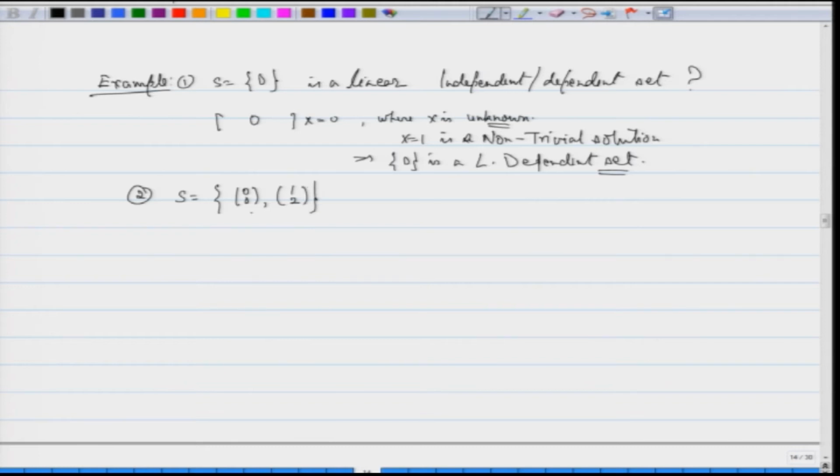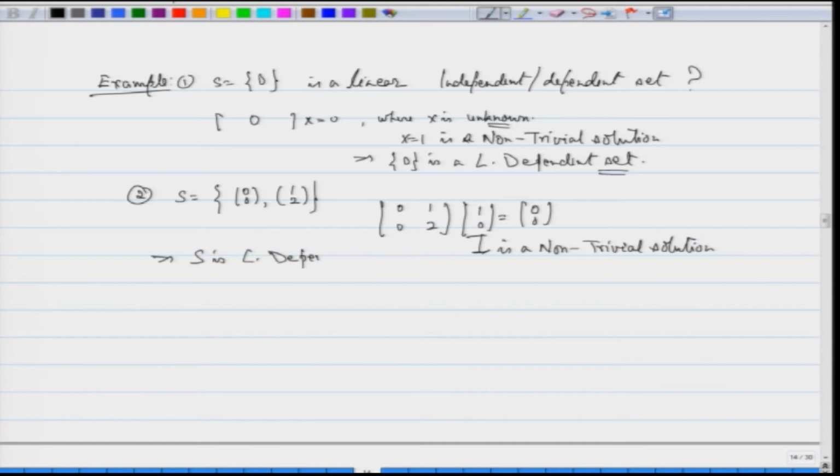Fine. What about this? Again form the vector 0 0 and 1 2. You can see here the solution 1 comma 0 is a solution to give me 0 0. So, this is a non-trivial solution, which implies S is linearly dependent. Fine. So, you are always solving a system here, A x is equal to 0. This is what you are doing. This is your x, this is your A, and this was your 0. So, we see that again the matrix multiplication is here to help: 1 times 0, 0 times this gives me this.